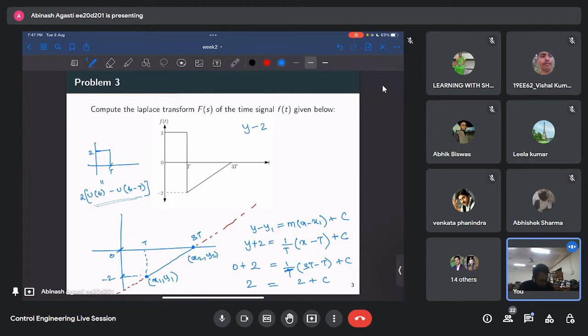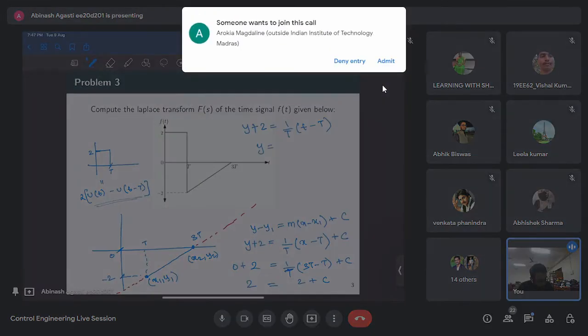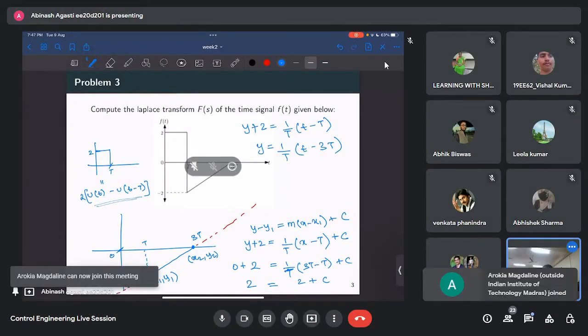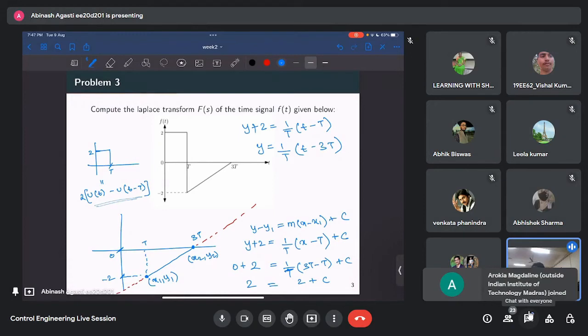y minus y plus 2 is equal to 1 by t, t minus t. This is the equation that we had. This is equal to 1 by t, t minus 3t. Is that clear? This is just basic algebra. You can check if the equation of the line is correct or not.